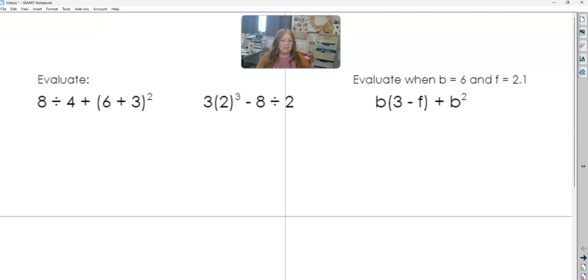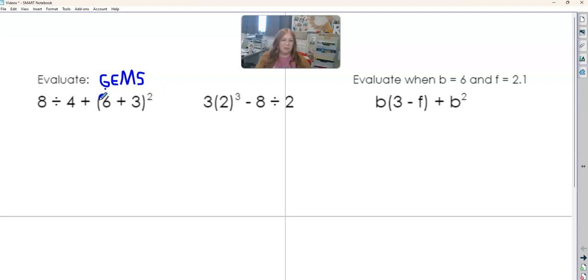So our first one tells us to evaluate. That just means to solve. And we have this expression here. We need to follow GEMS. So the first thing we need to do is write down our steps. So go ahead and get your steps written down. So we're looking for G, which is the groups. So we have 8 divided by 4 plus 6 plus 3 groups squared.